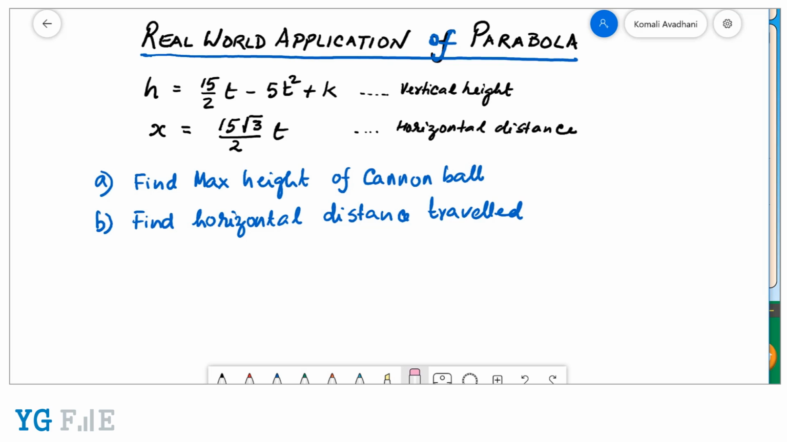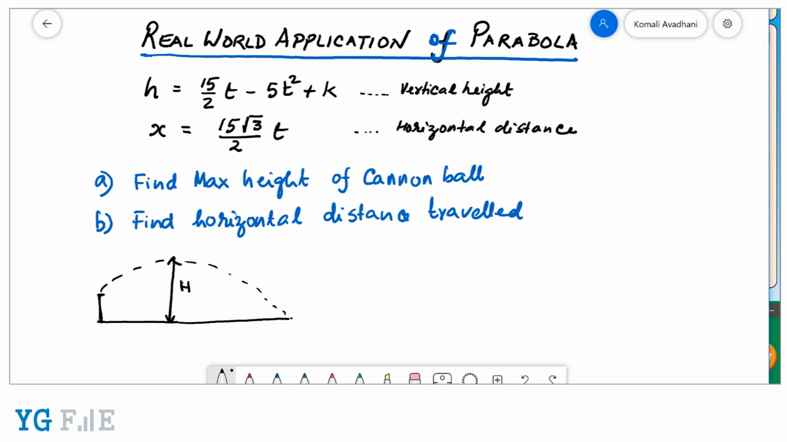Remember that the cannon is at a height of 4. So it is at a height of 4, and then the cannonballs that are released are following the shape of a parabola. So at some point it will reach a maximum height. Let us call it capital H, because this is what we're going to find.